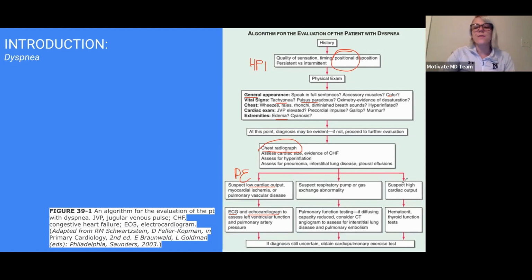Okay. Then the other thing is if they have high cardiac output, which is the opposite of heart failure with reduced ejection fraction, we might think of something like anemia. We might do thyroid function testing because we can have a high cardiac output in hyperthyroidism. And then if the diagnosis is still uncertain, we might do cardiopulmonary exercise testing. So we might do a stress test or things along this line.